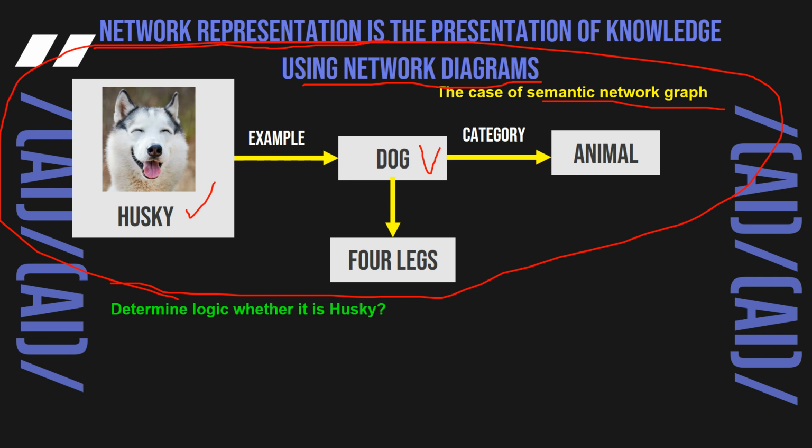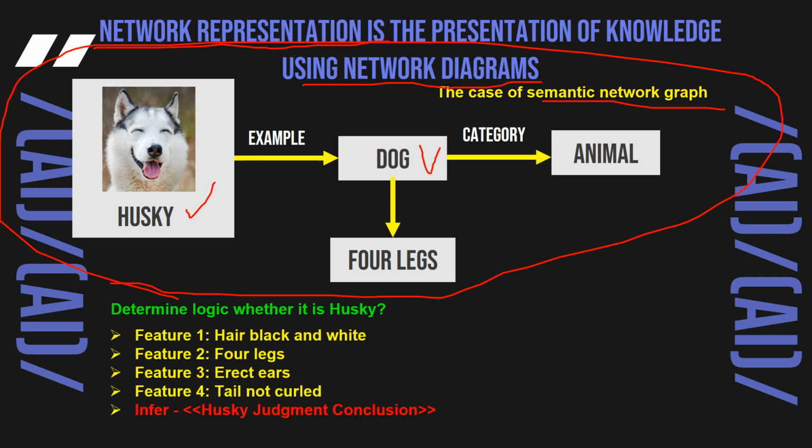And you can determine logically whether it is a husky. For example, you have 4 features here as your reference. Feature 1, the hair, is black and white. And 4 legs. Oh, I did this by myself. This is not from the template. So it's just like you do your final project. You pick a picture right here.